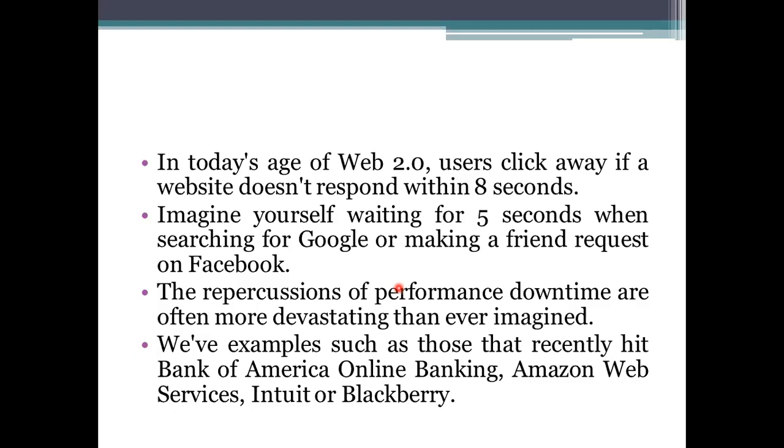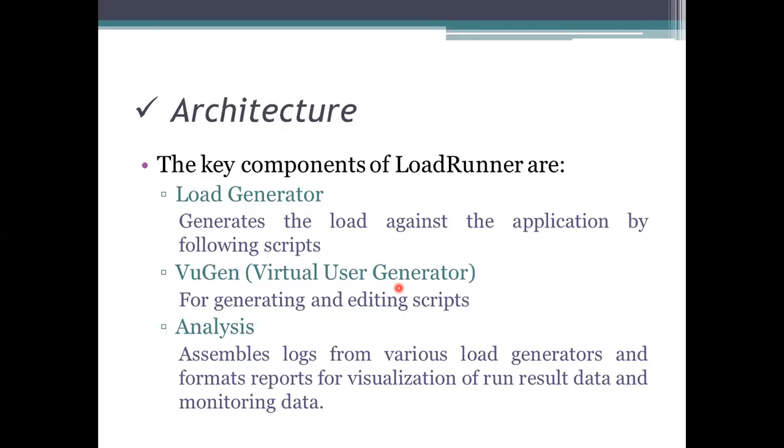Some examples are online banking such as Bank of America, Amazon Web Services, and not only these: any app you provide for access, where many people are accessing it at the same time, will be considered a downtime representation. And what is the architecture of LoadRunner? Architecture means the key points we need to consider when we are dealing with LoadRunner.